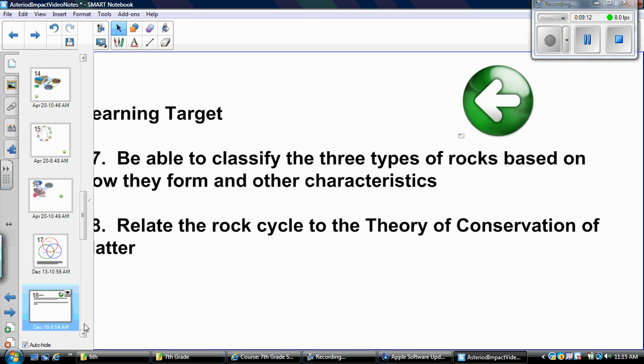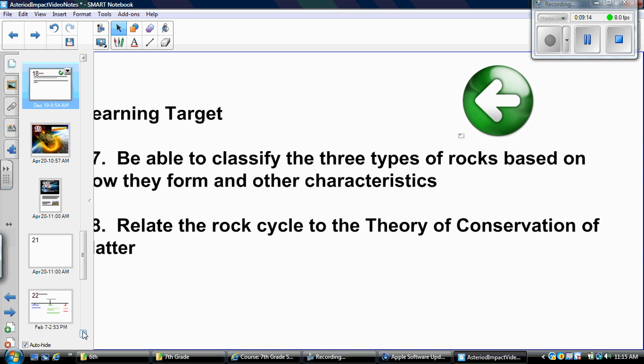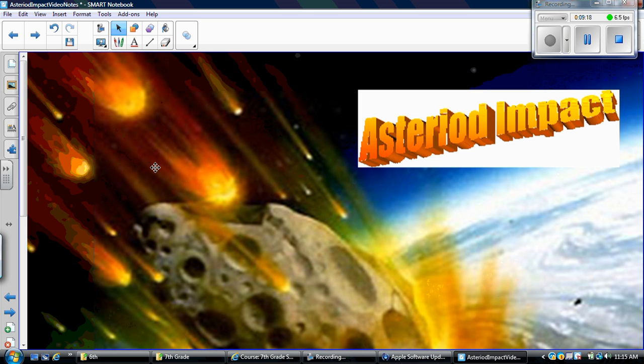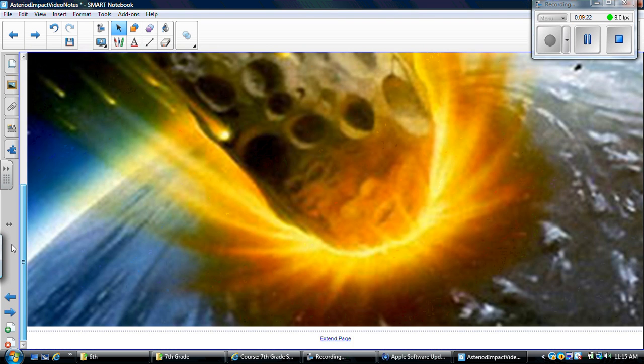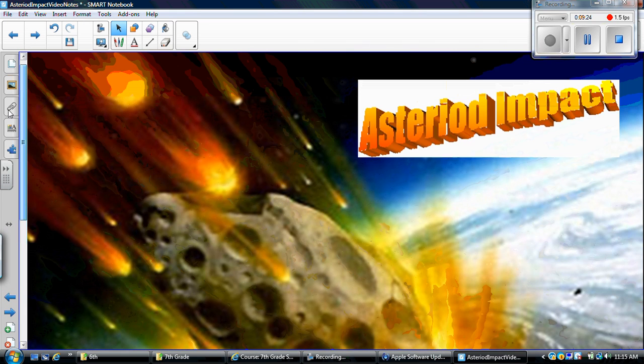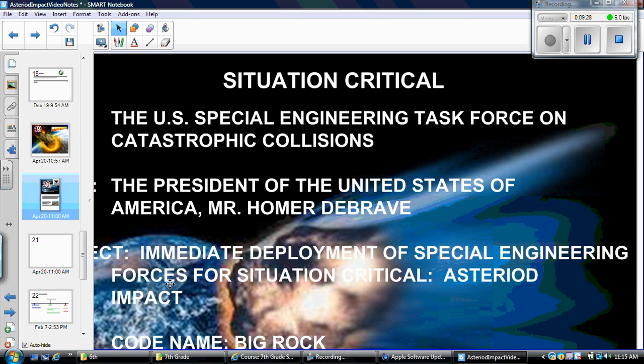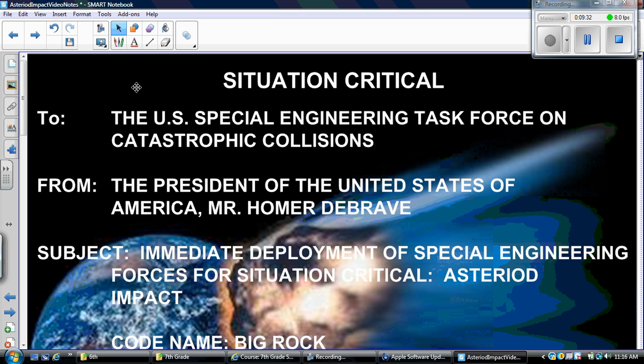Okay, now what you're going to do is start the engineering project, and it's called Asteroid Impact. All right, so here's how our project starts out. We've got what's called a situation critical.